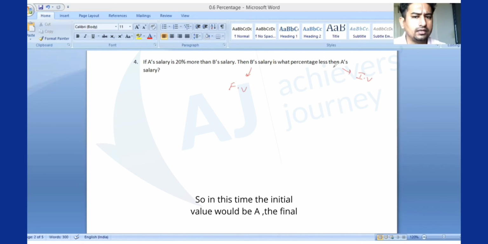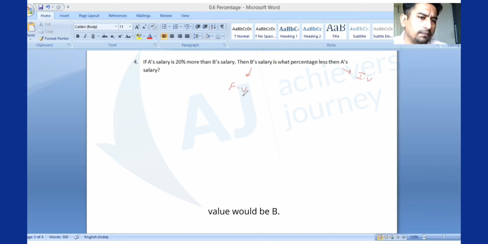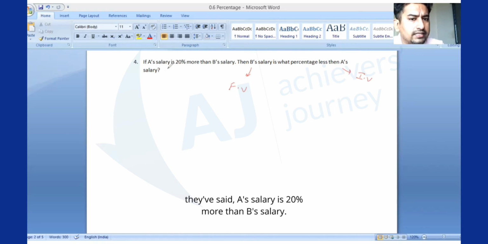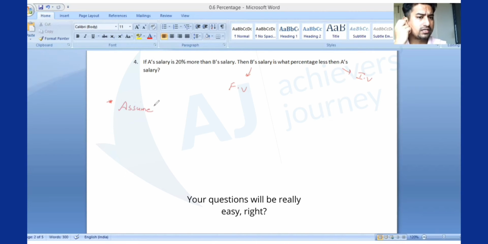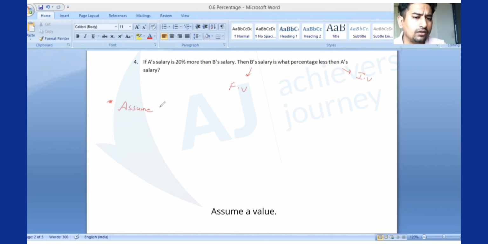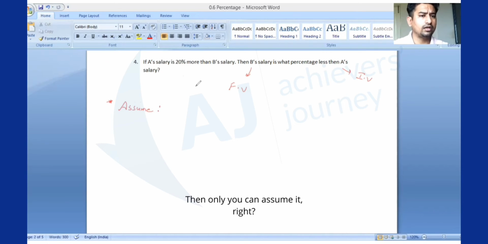So the initial value would be A, the final value would be B. Now they've said A's salary is 20% more than B's salary. How do we do it? There's one tip here, which is very important when it comes to percentage. When everything is given in percentage, you can always assume a value, right? It's a good idea to do it. Questions can be really easy, right? Assume a value, but the only thing is everything should be given in percentage. Then only you can assume it, right?